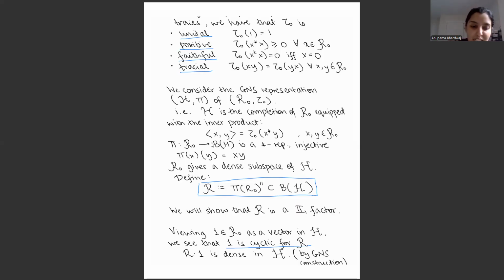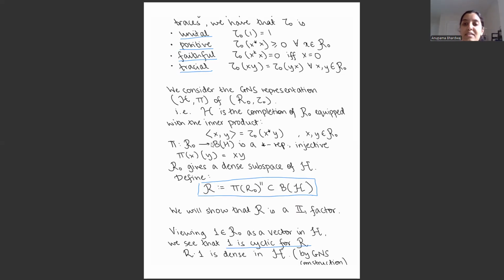Just, I guess, a small subtle nuance is that every time we've done the GNS representation, we've done it for C star algebras. But it can follow in the same way for just a star algebra. Everything follows in the exact same way. And this is just a subtle nuance I wanted to point out.